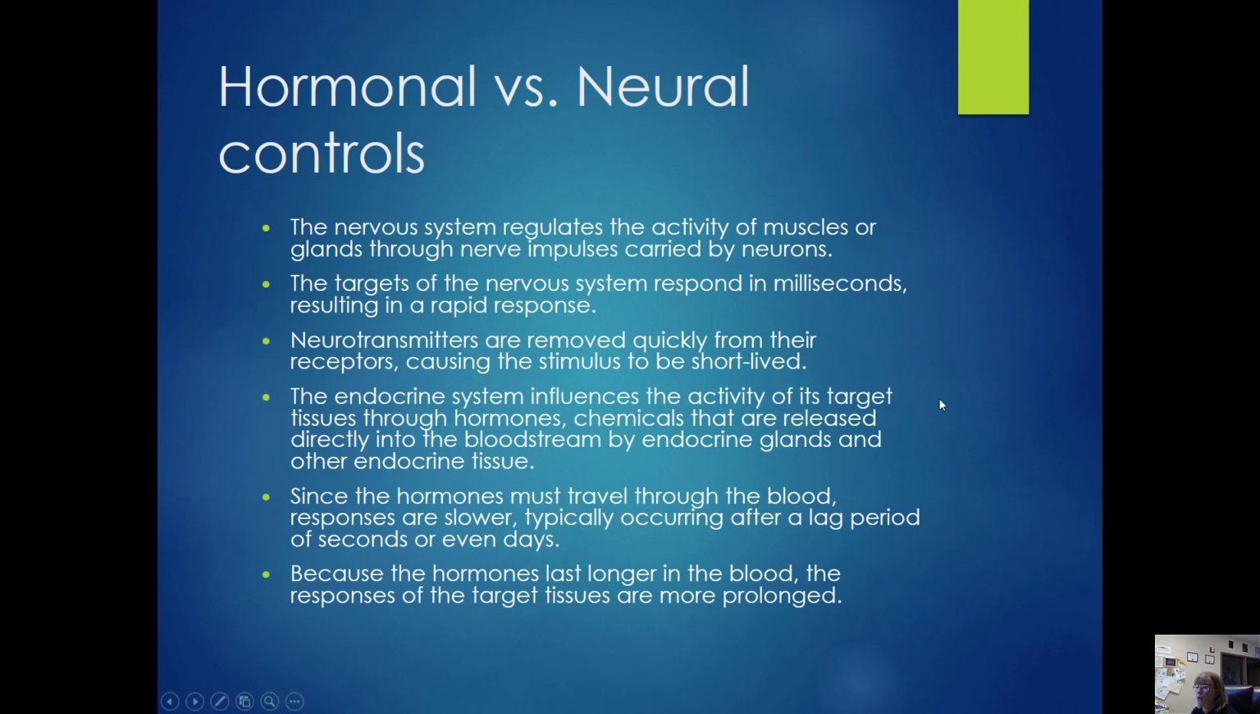stimulus is short-lived. Okay, so the endocrine system then is going to influence its target tissues, so here are some cells, for example, bone cells, osteoblasts, osteoclasts. Those are acted on by hormones. The cells within the testes and ovaries are acted on by hormones that are not going to be acted on by neurotransmitters. And so we have a greater variety of things that we can affect using the endocrine system.